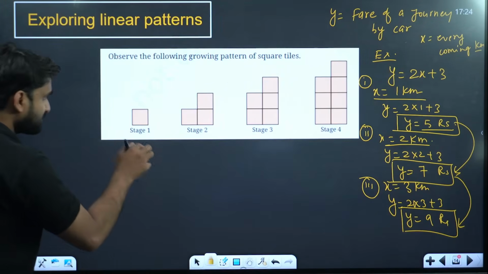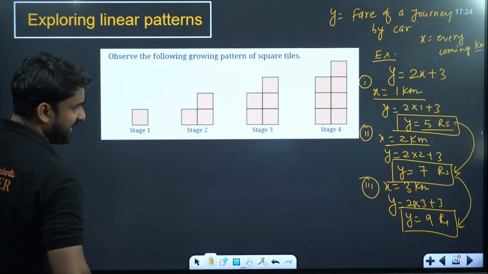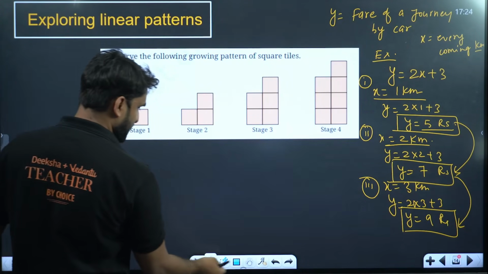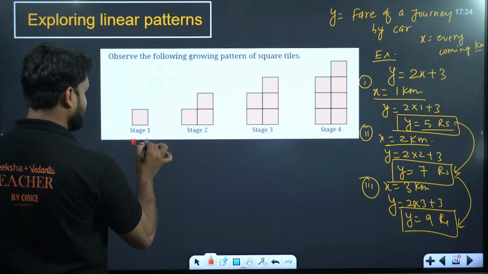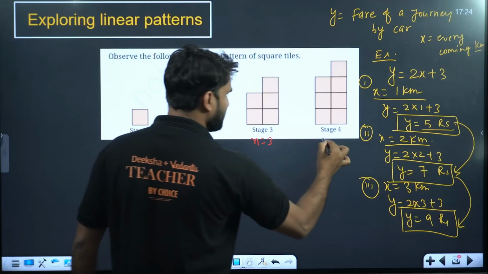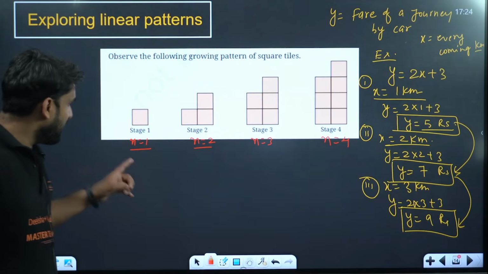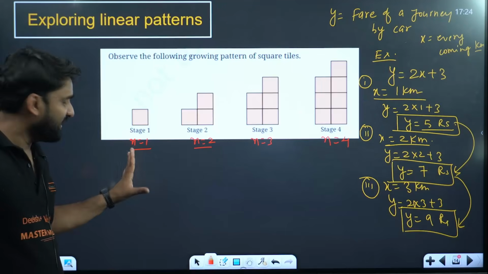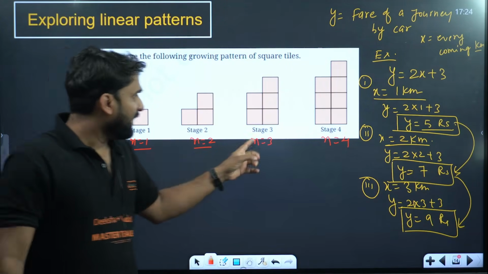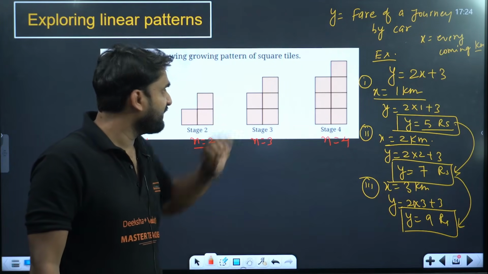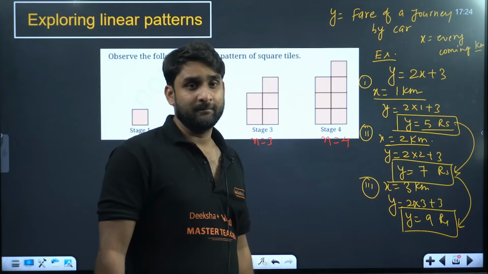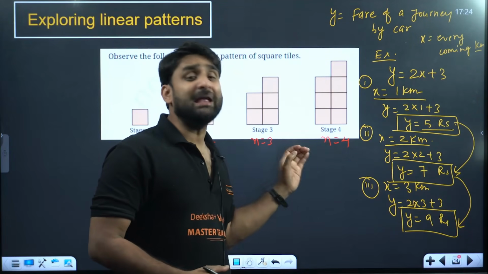Now can you see here? In stage 1, how many boxes are there? 1. In stage 2, how many boxes are there? So let's say this is n equals 1. Now, this is a stage. So number of stages, let's say 1. This is number of stages 2. Let's say number of stages 3, and let's say this number of stages 4. For stage 1, number of squares is 1. For stage 2, number of squares is 3, and for stage 3 the number of squares is 5, and for stage 4 the number of squares is what? 7. So this is perfectly increasing.